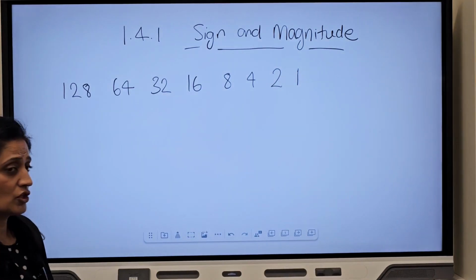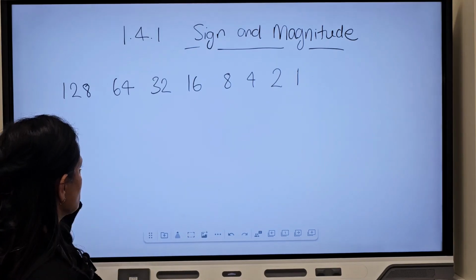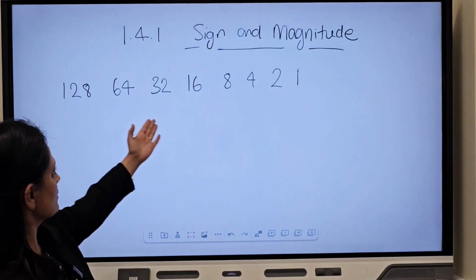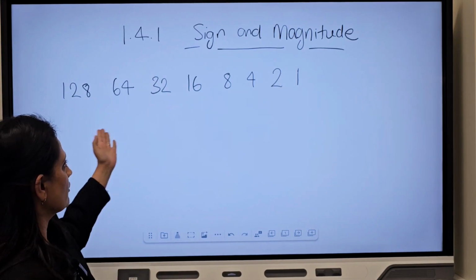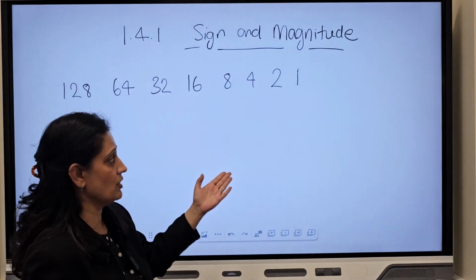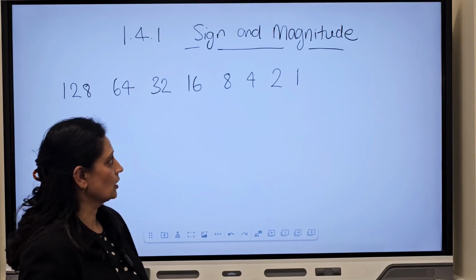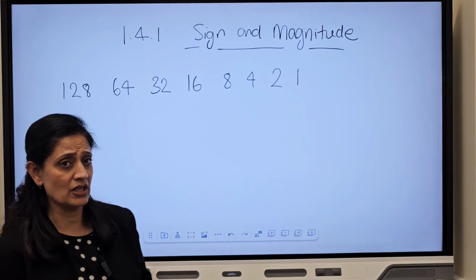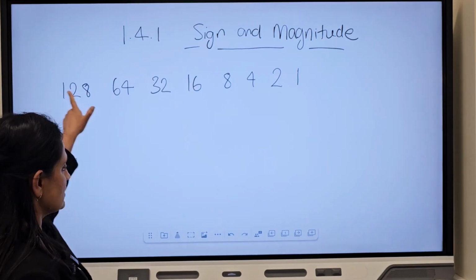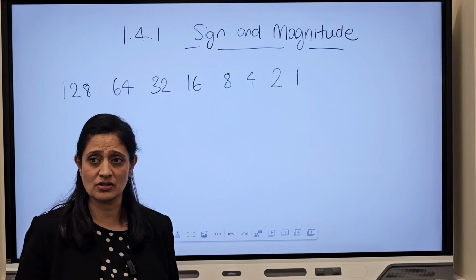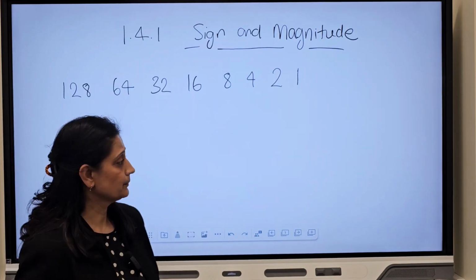So we're looking at sign and magnitude in terms of representing negative numbers. Just to recap, here you can see the 8 columns for potentially representing positive numbers using 8 bits, the most significant bit being 128. Sign and magnitude is one way of representing negative numbers. The most significant bit gets replaced with the sign, and the rest of it is known as the magnitude.